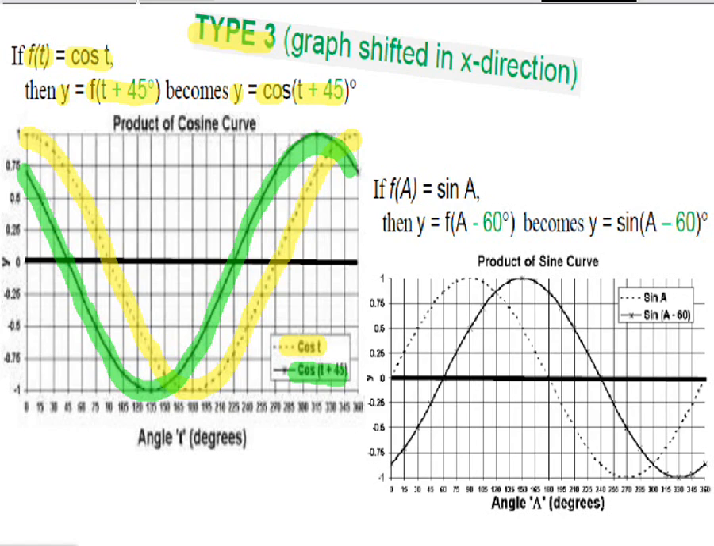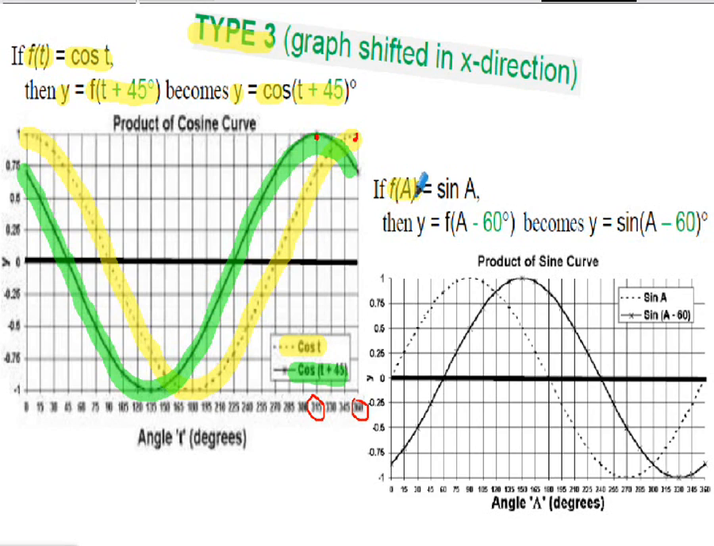What we notice is that we have a shift of 45 degrees along the x-axis. So looking at the maximum amplitudes, we can see that on the cos t curve, the maximum amplitude occurs at 360 degrees. And looking at the maximum amplitude on the cos t plus 45 degrees, the maximum amplitude occurs at 315 degrees, i.e. 45 degrees before. And this is actually called a leading waveform.